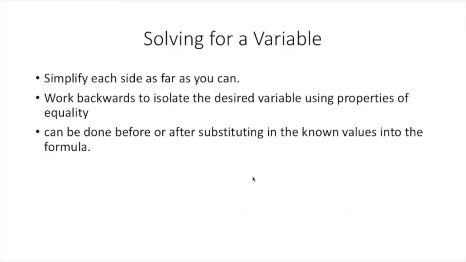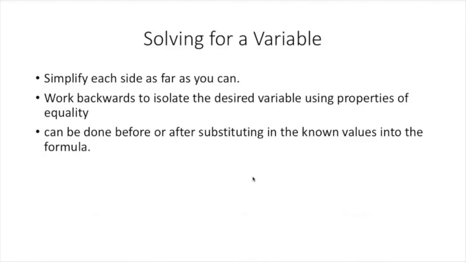One of the things you can also do is solve these equations for a variable. If you have a missing side and you know the area, you can work backwards to find the side length that you're missing, whatever dimension you're looking for. The way you do this is you simplify the side as far as you can. You're going to work backwards to isolate the variable you're looking for using your properties of equality, like the division property of equality, the multiplication property of equality, and so on.